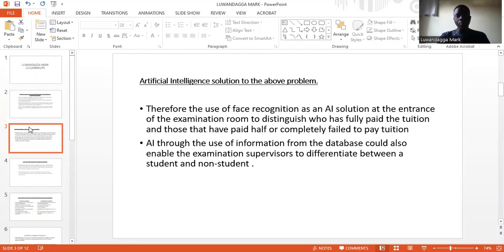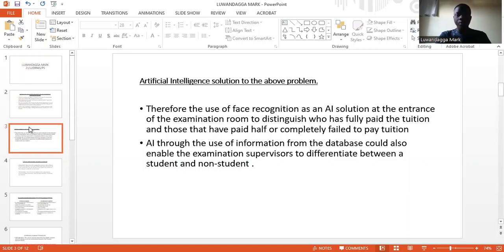So what do I want my AI to do? I want my AI to use face recognition to solve the problem at the entrance of the examination room. I don't want the issue of printing examination permits. I think it's getting outdated. People keep moving with papers, and sometimes it can rain, so by the time someone reaches the examination room, the paper is already wet, and there is no way they can stop.